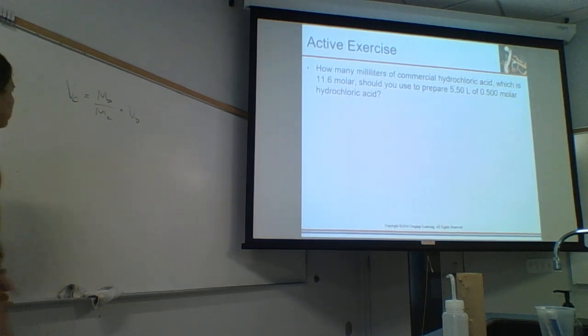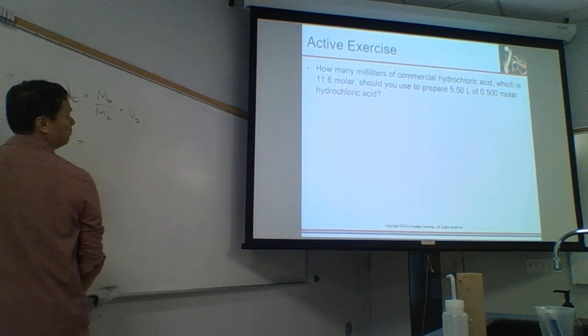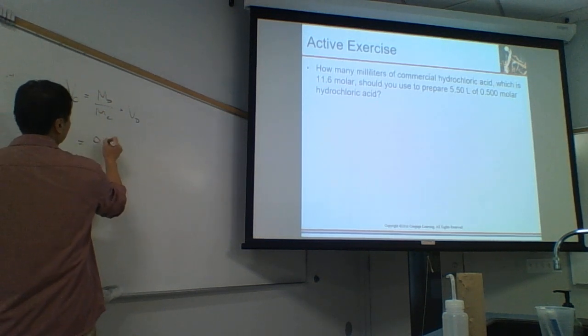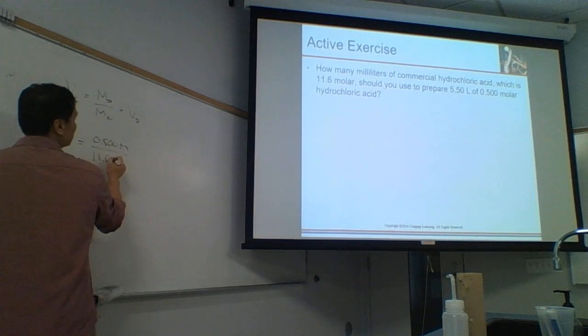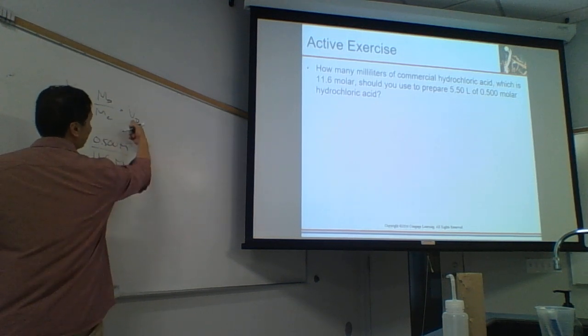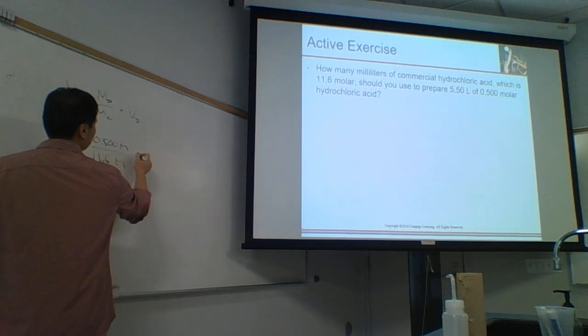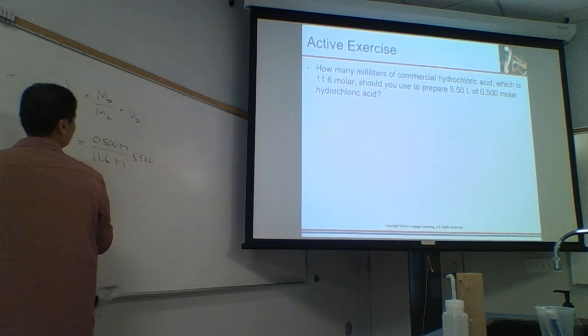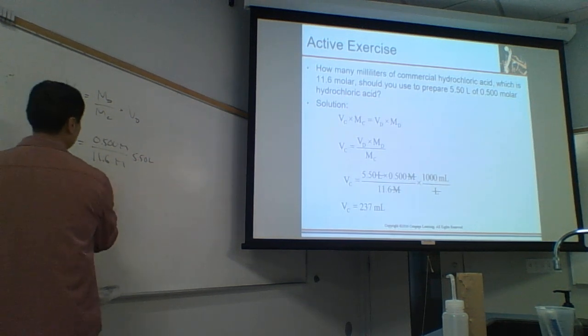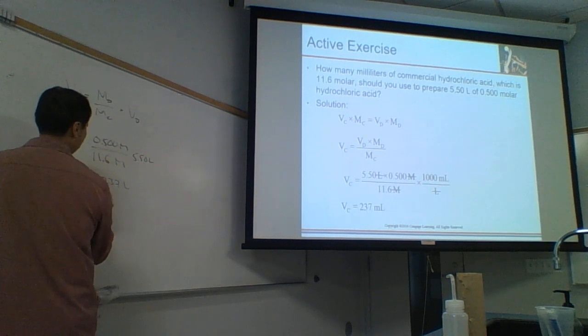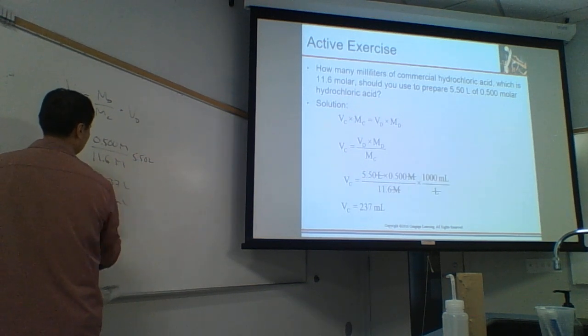And so the molarity of the dilute is 0.500 molar. The molarity of the concentrated is 11.6 molar. And the volume of the dilute, how much do they want? They want 5.50 liters of dilute. So, calculate it. That would give us 0.237 liters, which is 237 milliliters of concentrated.